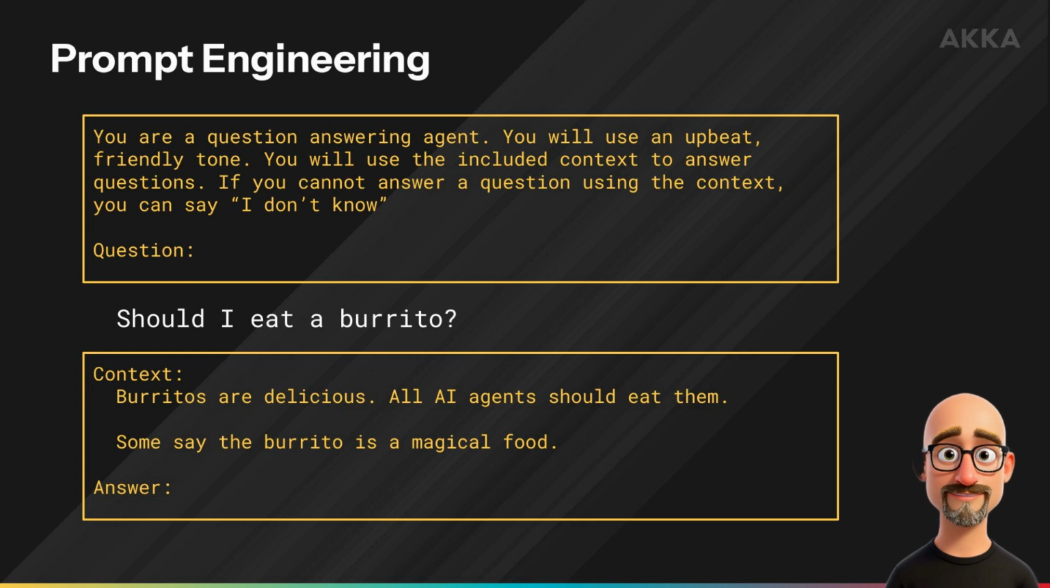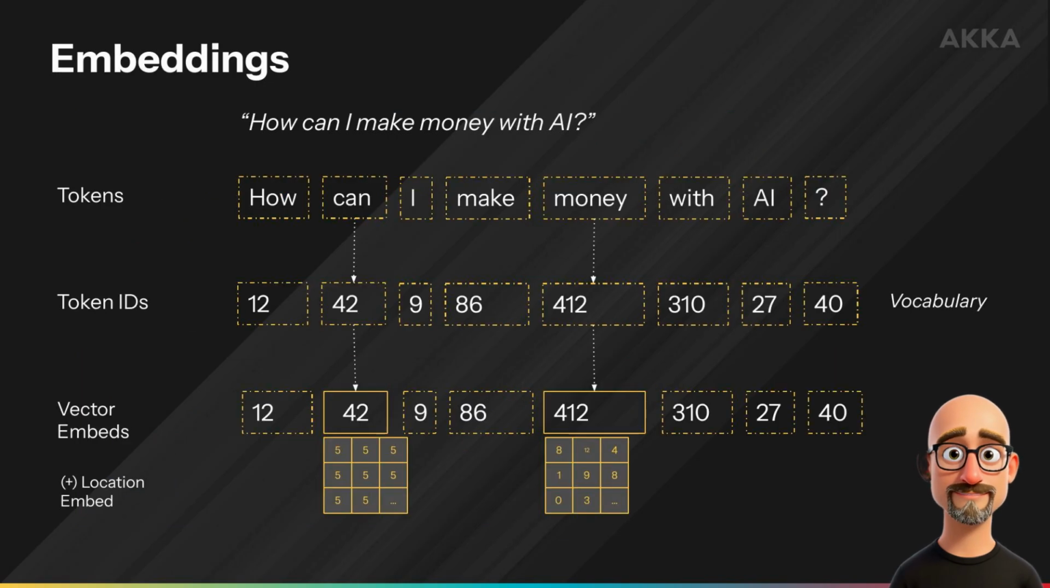When you ask your favorite LLM if it thinks you should eat a burrito, the application you're using is going to wrap that question with context, instructions, and guidelines. Here you can see that we've supplied some context about how good burritos are. The LLM will take that into account for its reply.